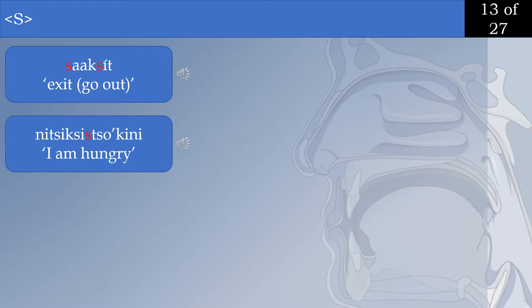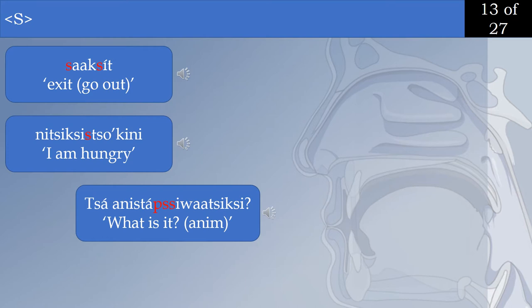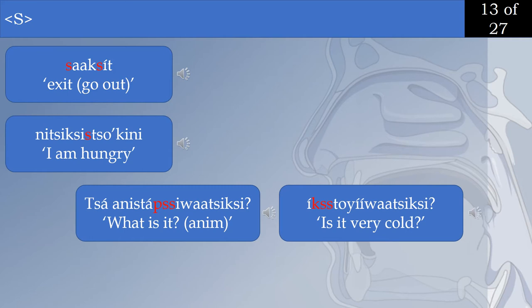Here's an example of a word with a PS sound. This is the version of the question we saw a few slides ago, but this one refers to what is it, that animate thing. Again, we'll come back to the concept of animate versus inanimate a little later on. Next, we'll look at the KS sound, and the TS sound in response to that question.